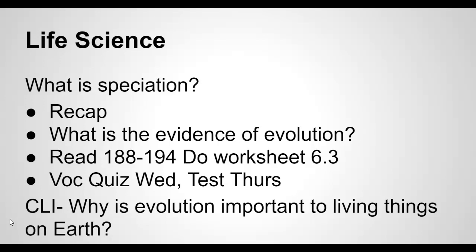From the last section, there was a lot about isolation that leads to speciation. Isolation is being separated so that different groups cannot interbreed. Speciation occurs when one species evolves into several different species. So we're going to talk about several different types of evidence used for evolution today.